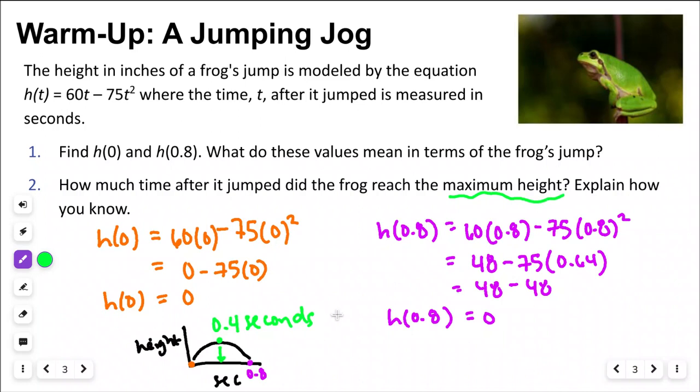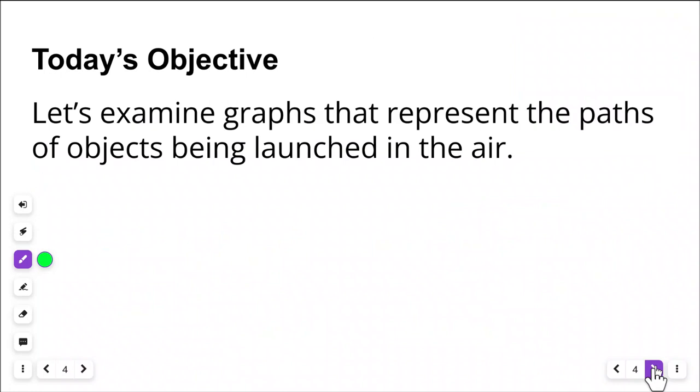We've got two other situations that are going to have us think about those same key important points on our graph and what they mean in terms of different stories. So the theme of this lesson is examining graphs that represent the paths of objects being launched into the air. Earlier on in this unit, we had these whole lessons on looking at quadratic situations like throwing objects or dropping objects. We are revisiting those stories, but now we are so much wiser and we know so much more about quadratic situations.